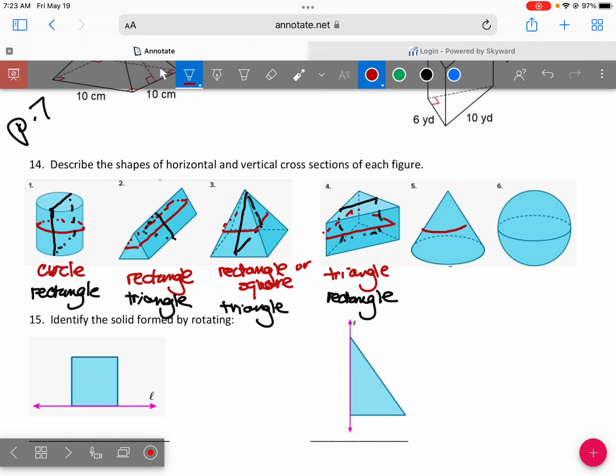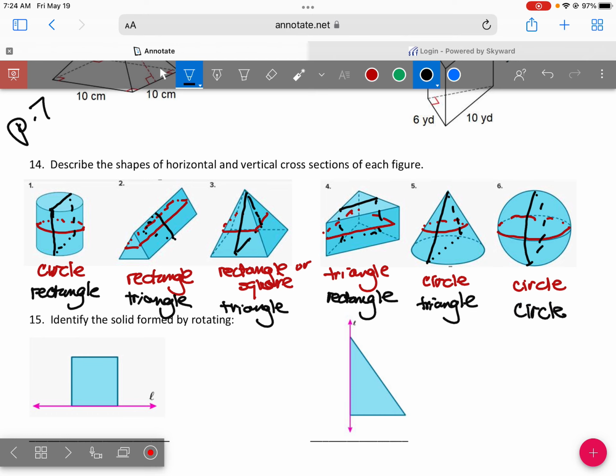This would be another smaller circle. And this is going to be, if we go through the apex, the top is going to be a triangle. And finally, horizontally here, that gives me a circle. And vertically, I have another circle.